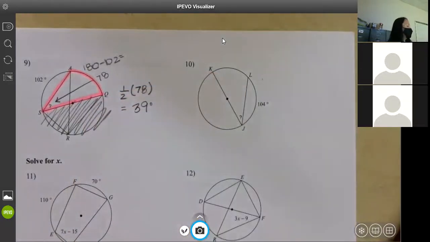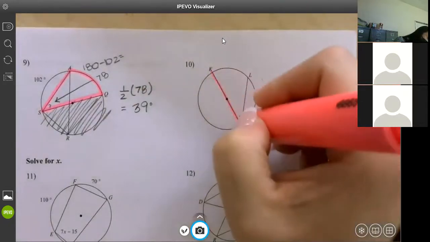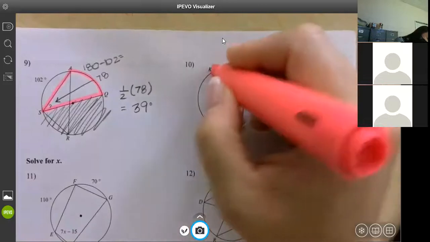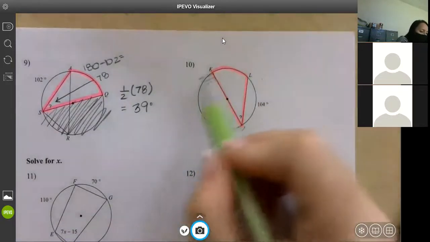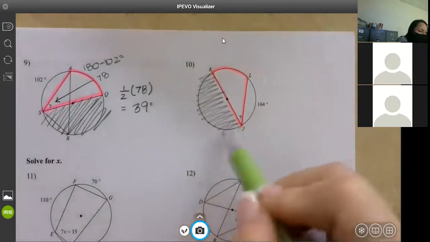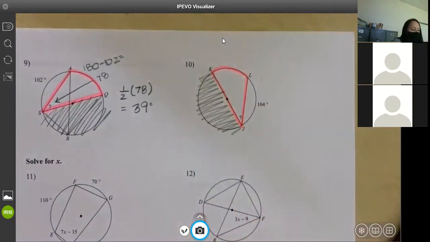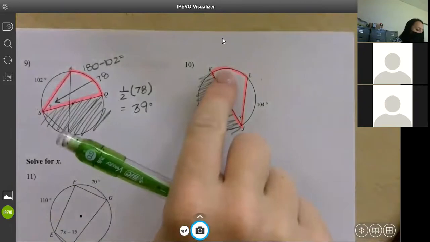Number 10 is the exact same thing. So we're looking for this angle, but we need arc KL. We see a diameter, so we don't need this half of the circle. How much is this arc? How do I find it?